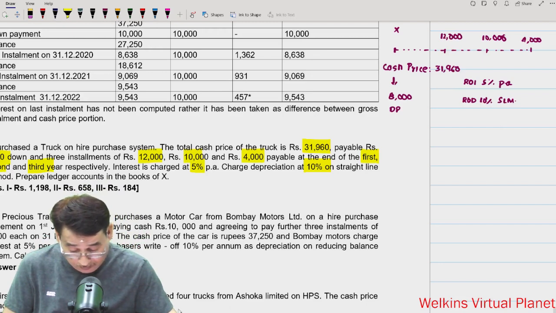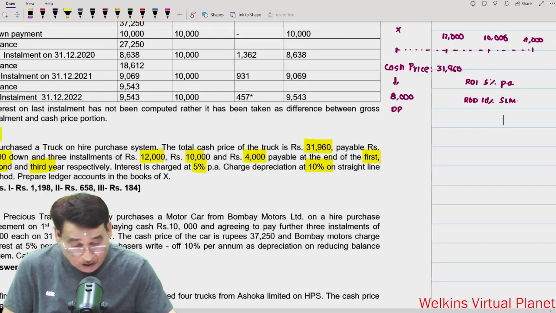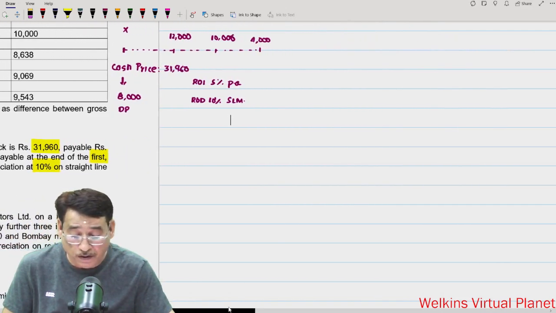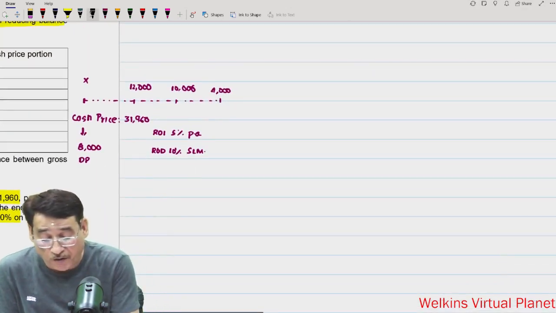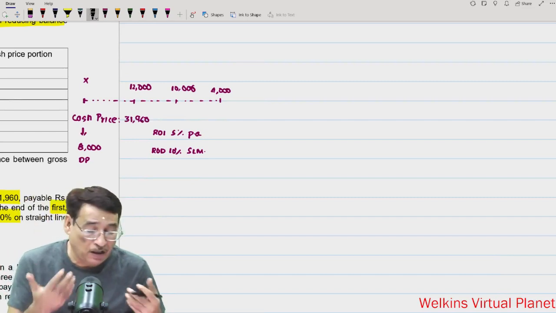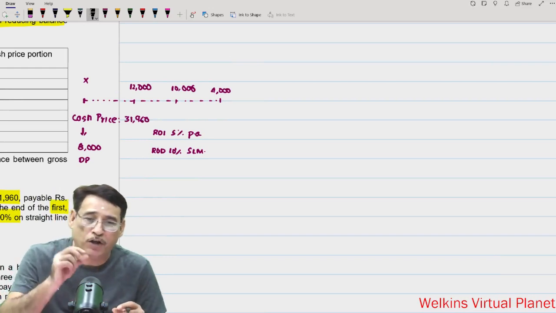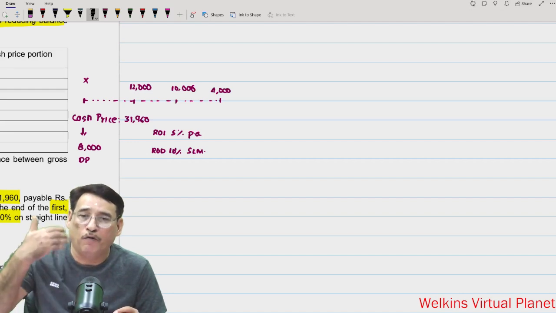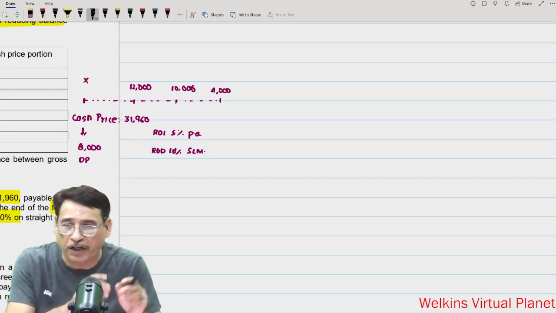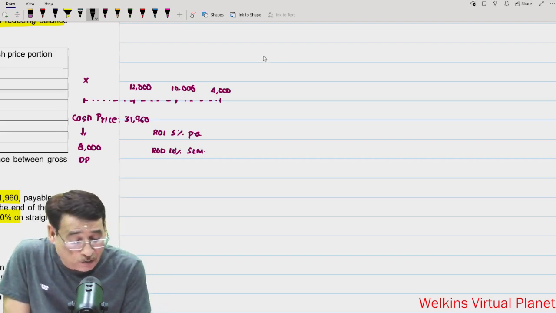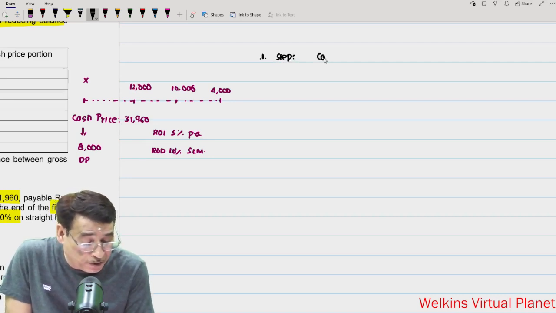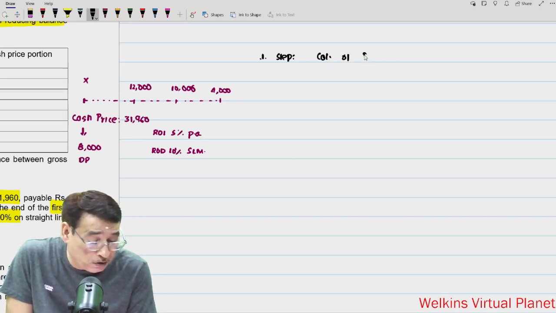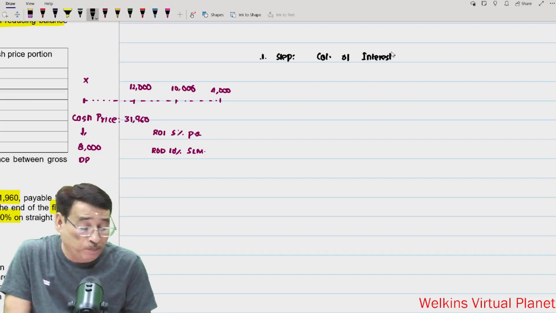Now, this is the question and the first thing is that you need to compute the interest. And why we have to compute the interest, I have already told you, because ultimately our accounting will depend upon what portion of the installment we are paying for what we call cash price and what portion of the installment we are paying for what we call interest, correct? So in order to solve the question, your first step, calculation of interest, basically means we are trying to find out what portion of the installment relates to interest payment.